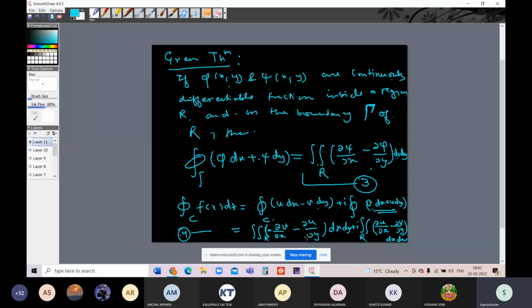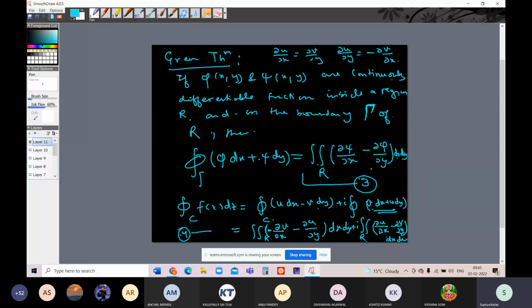Because f(z) is an analytic function, it must satisfy the CR equations, which say that ∂u/∂x = ∂v/∂y and ∂u/∂y = −∂v/∂x. Using it here, in place of −∂v/∂x we can write ∂u/∂y. So plus ∂u/∂y minus ∂u/∂y will cancel each other, and we will get 0. Again, in place of ∂u/∂x, we can use ∂v/∂y.